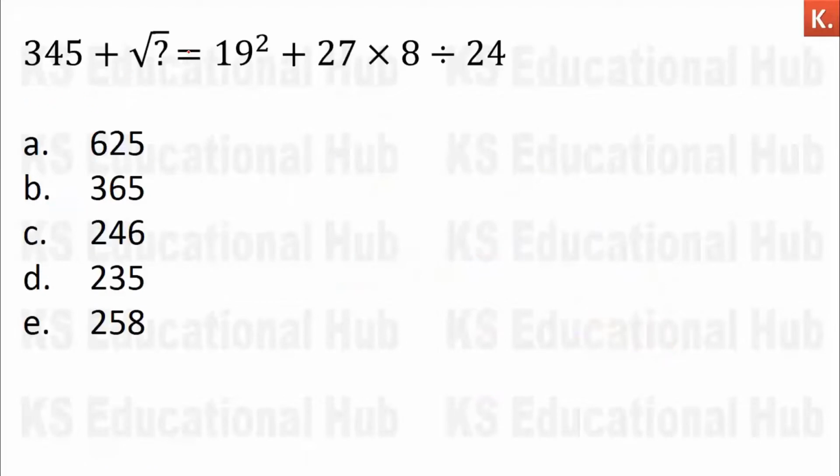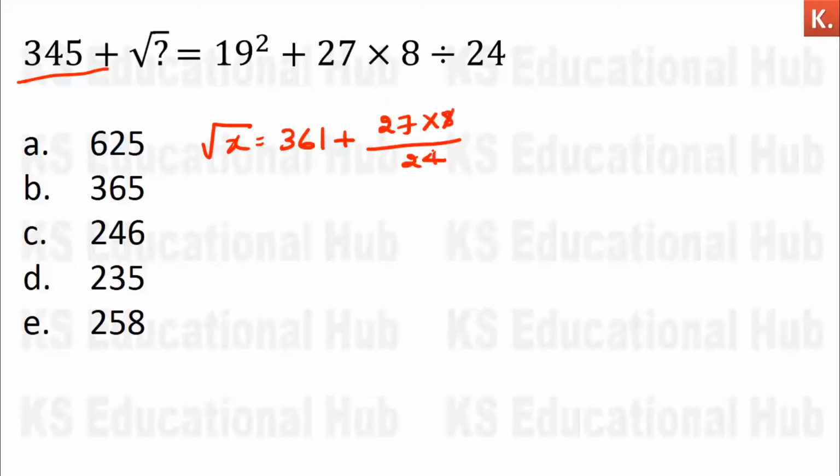345 plus square root of question mark is equal to 19 square plus 27 into 8 divided by 24. So simply we shall take this 345 to the other side. So the left out part is square root of x is equal to 19 square, we know it is 361, plus 27 into 8 divided by 24. 8 1 time, 8 3 times, 3 1 time, 3 9 times. So therefore 361 plus 9 is equal to 370.